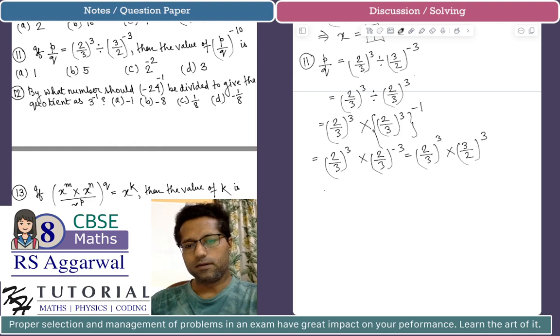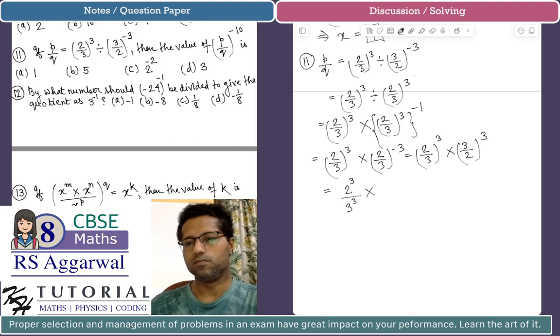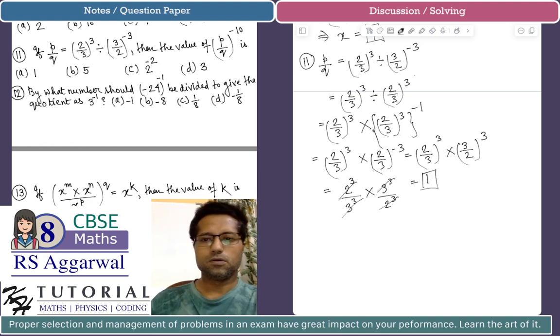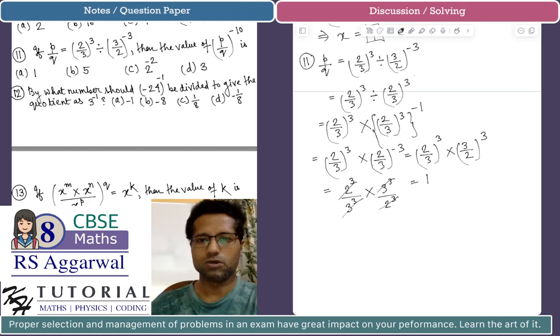Now you can convert the exponential terms into rational form. 2 by 3 raised to the power cube is 2 cube divided by 3 cube. Similarly, 3 by 2 raised to the power cube is 3 cube divided by 2 cube, and we can see everything cancels out. So this is equal to 1. P by Q is equal to 1.